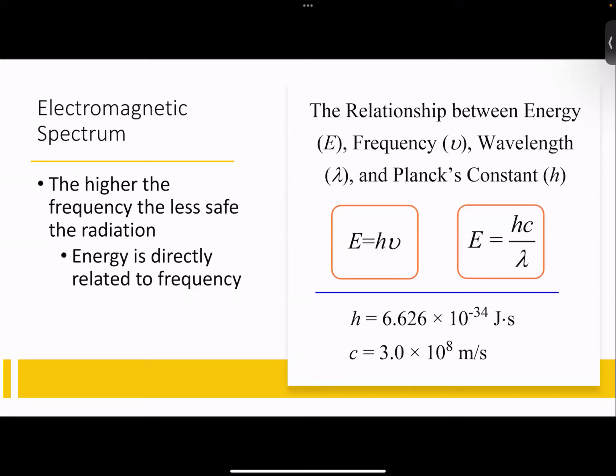Now we can use our speed of light equation and substitute it in, and we can find out the relationship between energy and wavelength. And what you will see is that energy and wavelength are inversely related to one another. The longer the wavelength, the lower the energy.